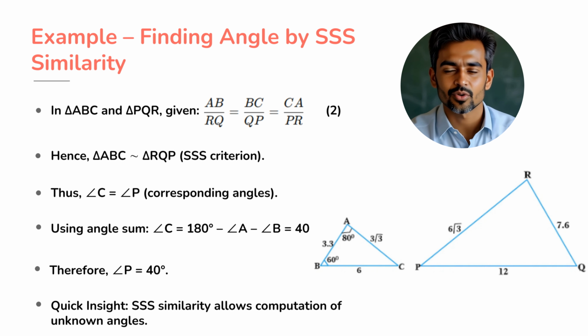What does this mean for us? It means that corresponding angles of similar triangles are equal. That's the key to finding angle C here. So, let's break it down step by step.